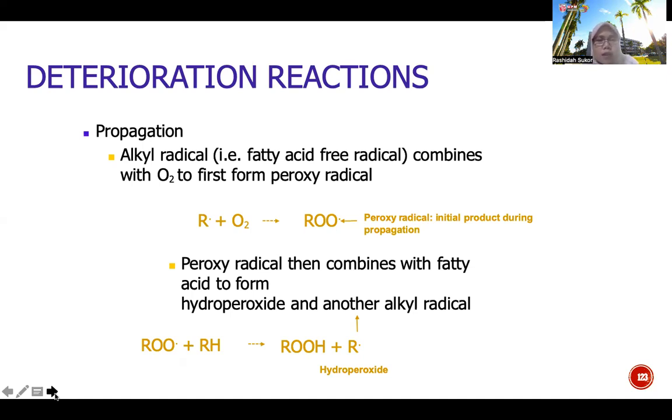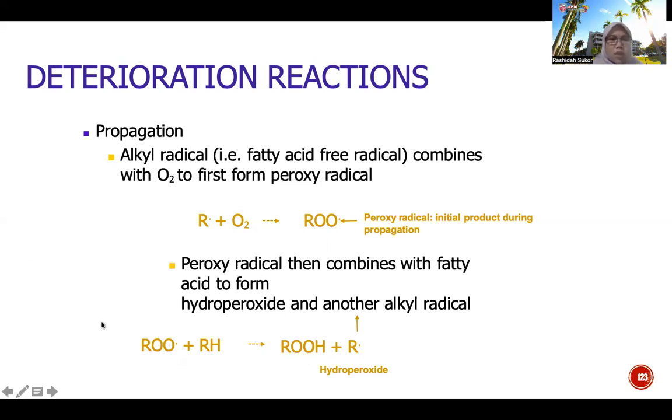Okay, so this alkyl radical or fatty acid free radical combines with oxygen from the atmosphere to first form the peroxy radical, ROO dot. This peroxy radical, ROO dot, is the initial product during propagation. Then this ROO dot, peroxy radical, combines with fatty acid to form hydroperoxide, and another alkyl radical. Which hydroperoxide? It is the ROOH. So this is a very potent free radical.